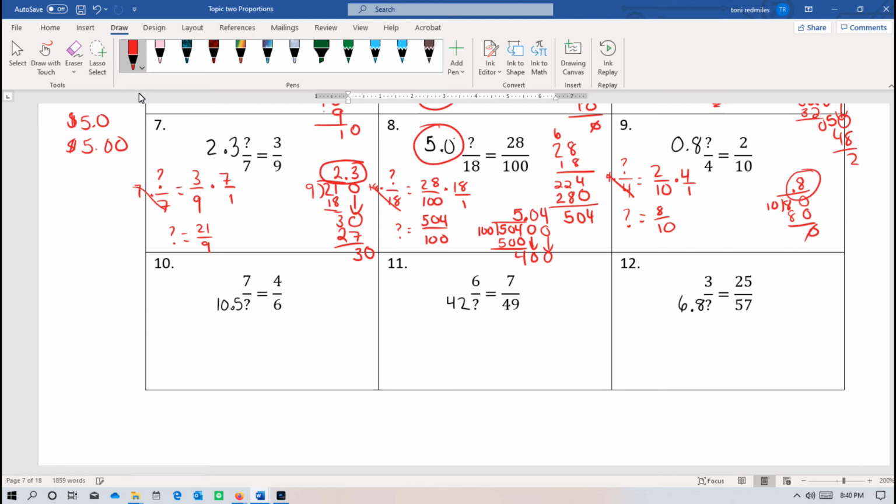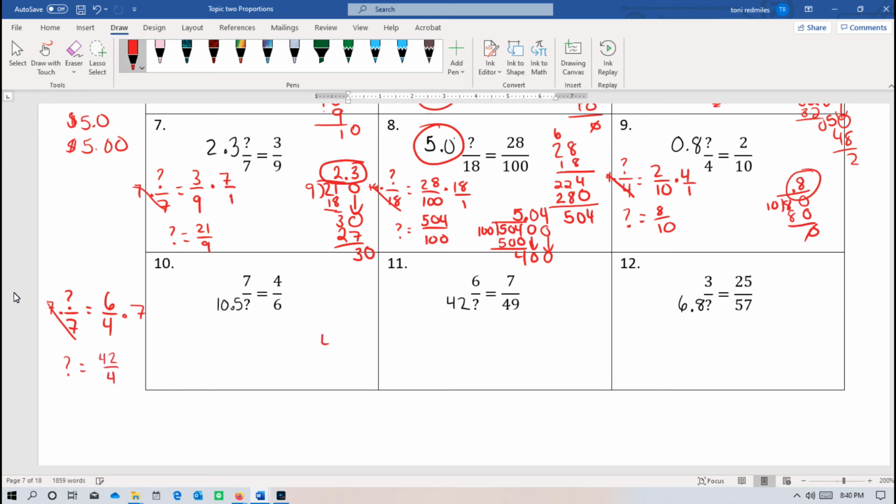All right, we got one that we need to flip. So if I flip one side, I've got to flip the other side. All right, the 7 is dividing the unknown, so I need to multiply by 7 on both sides, leaving me just with my question mark. 6 times 7 is 42 over 4.